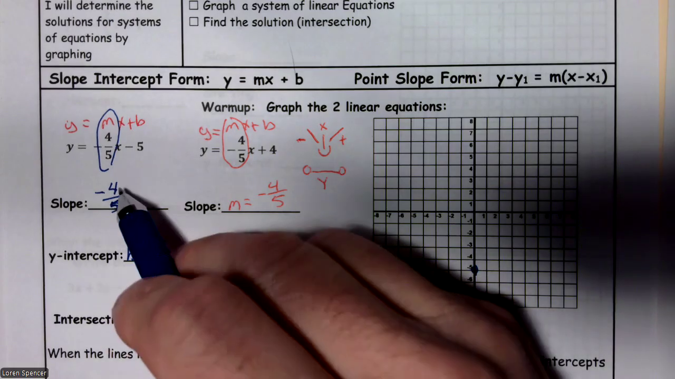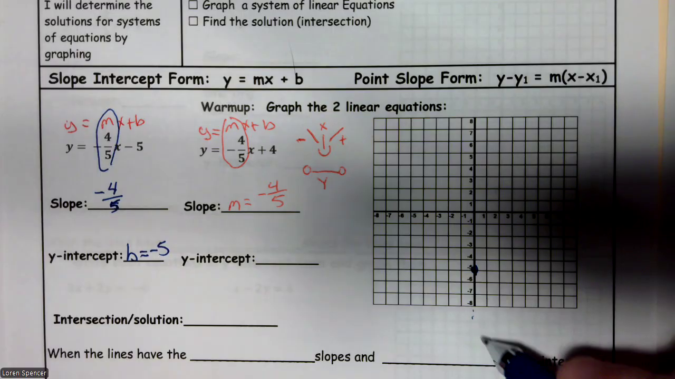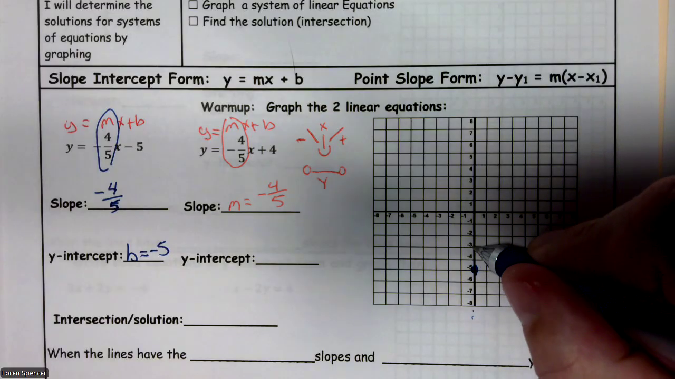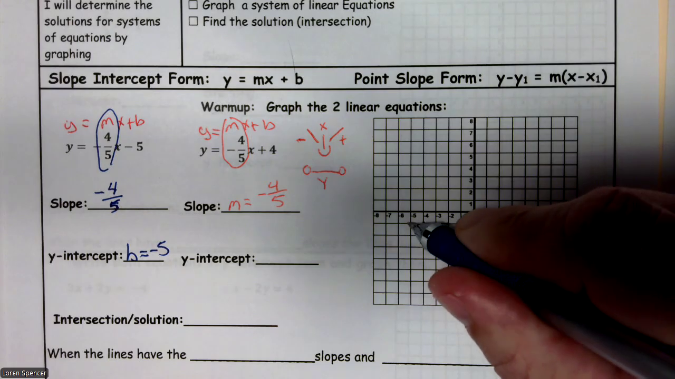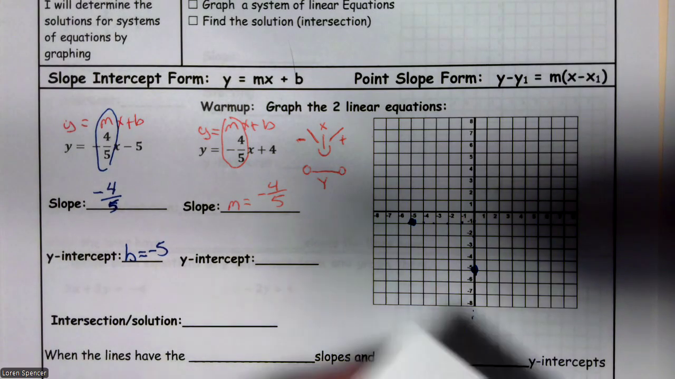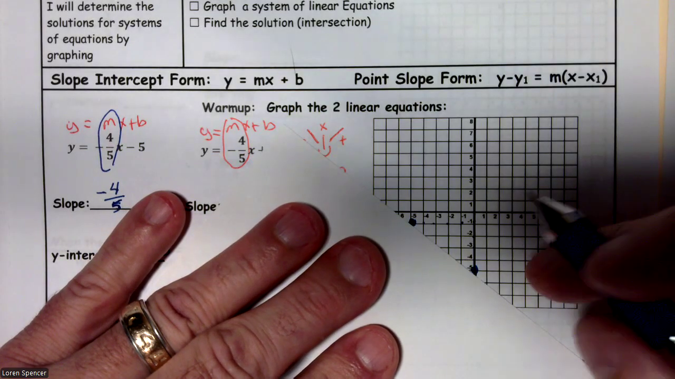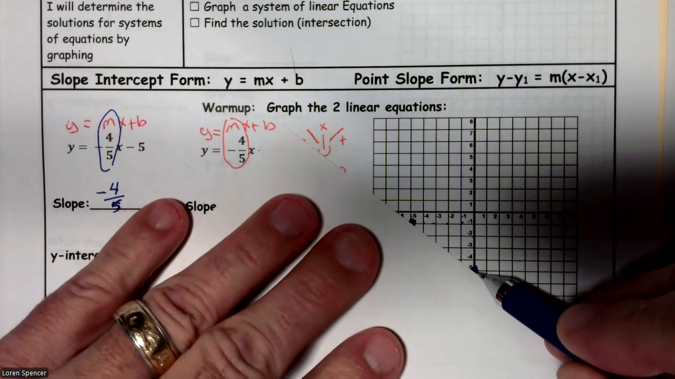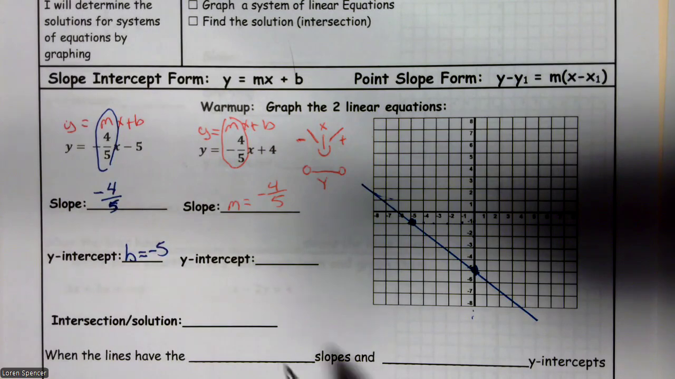So we have -4/5. If I go down, nope, can't go that way. So I need a slope that's going at this angle, so I can go up 1, 2, 3, 4, and over 1, 2, 3, 4, 5. And I'll use my little straight edge here and draw that line as best I can. So there's our line.